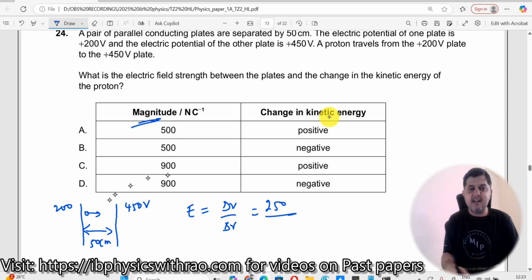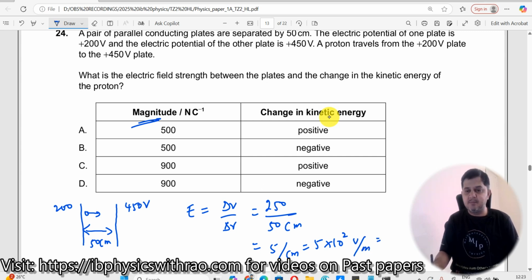Divided by what? Delta R is the distance between the two plates, 50 centimeters. It will now be equal to 5 per centimeter. If I convert this, I get 5 times 10 to the power of 2, and this is volt per meter or Newton per coulomb. Both are the same. So it is 500. The answer is 500, so these two are incorrect and this is correct.